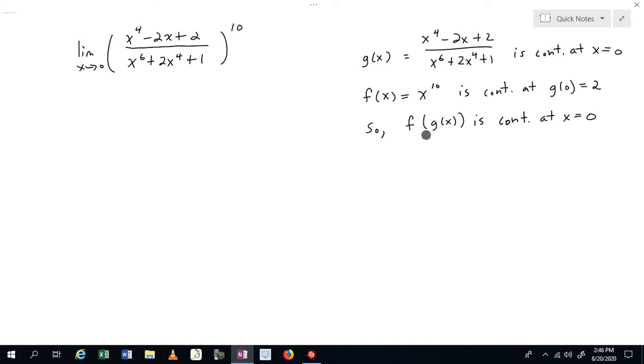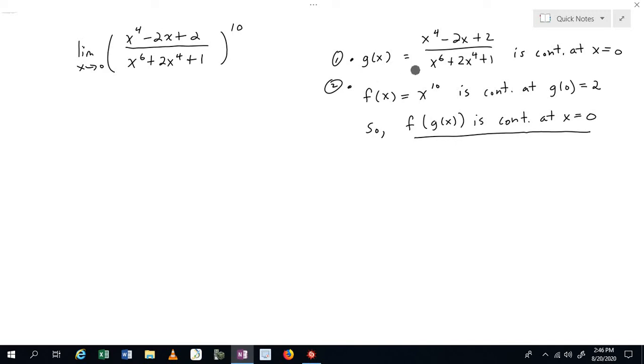Okay, so how are we going to show this is continuous at 0? We're going to appeal to the previous theorem that we just mentioned. In the previous theorem, we need to show that g is continuous at 0, and then we need to show that f is continuous at g of 0. And if you plug a 0 into g, notice that you get 2. So as long as we can show both of these conditions are true, then by that previous theorem, we know that the composition f composed with g is continuous at 0. Okay, so let's see if we can justify these two conditions.